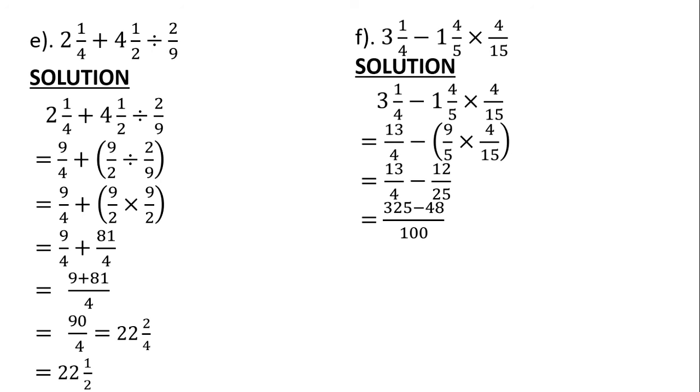325 minus 48 will give us 277 over 100. Divide 100 into 277, you get 2 a whole number. Remainder 77, which will be our numerator, over 100. So our answer is going to be 2 a whole number, 77 over 100. As simple as that.